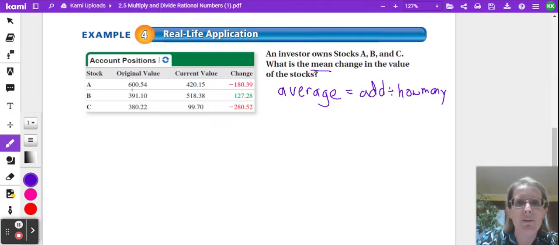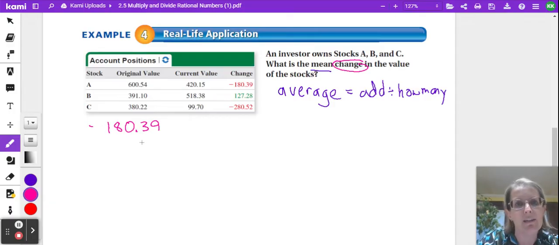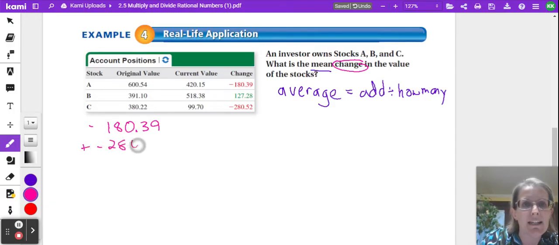So I can see the original value and the current value, but we don't care about those. We only care about the change. So we're trying to find the change, so we need to add these up. I'm going to add my negatives together first, because when I add negatives, I just add them together. So I have negative 180.39 plus negative 280.52. And I know that these will just add together because they're both negative, so nothing cancels out.